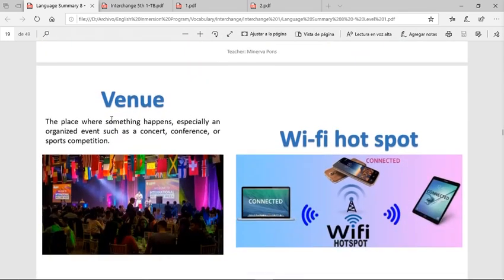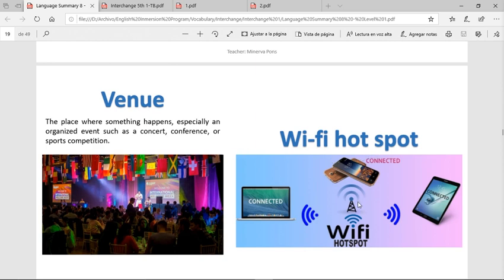A venue. A venue is the place where something happens, especially an organized event such as a concert, conference, or a sports convention. Basically, a venue is the place where a specific group can gather around a common topic. Maybe it's a conference about health, and a lot of doctors go there, and that's a venue.